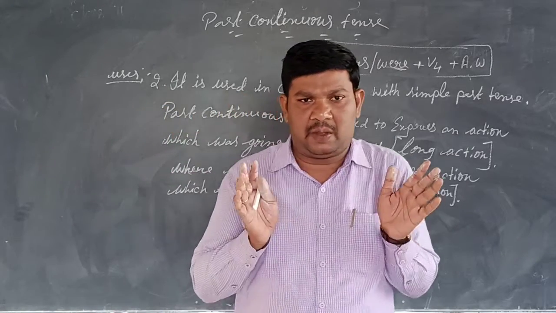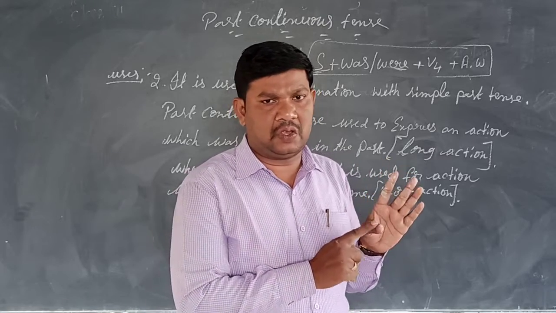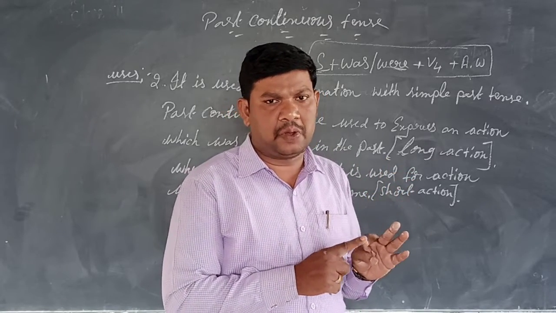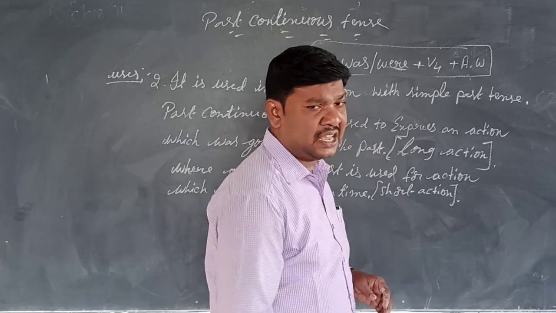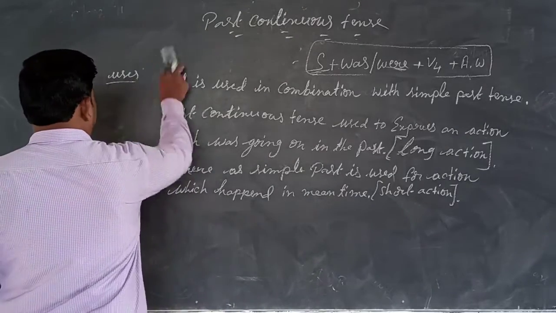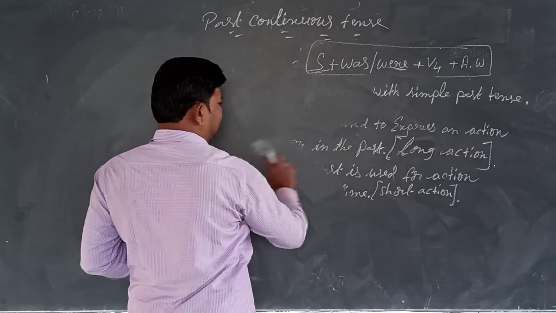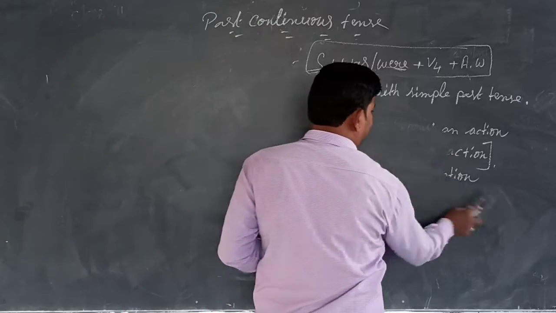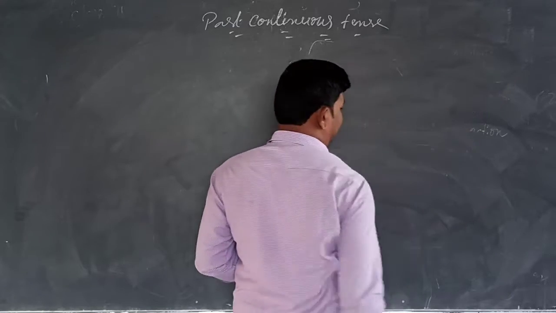Just remember in your mind: past continuous is the long action, simple past is the short action. One is a long action, another one is a short action. Let us observe some examples of how the long action and short action come. If we see some examples, then you will clearly understand.